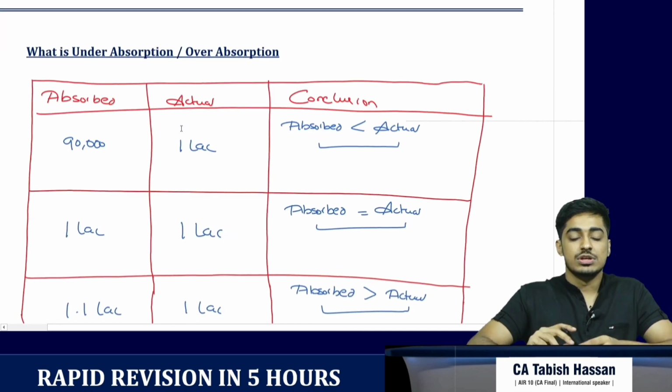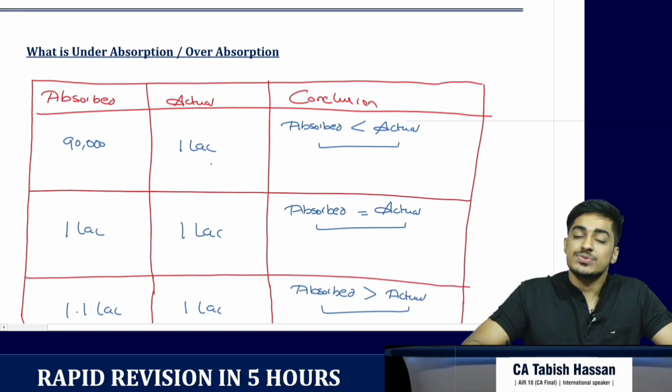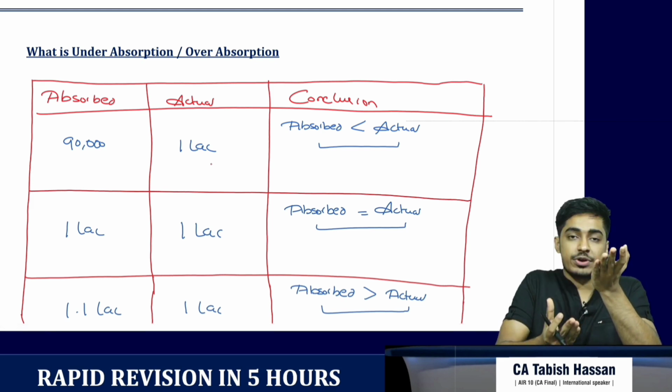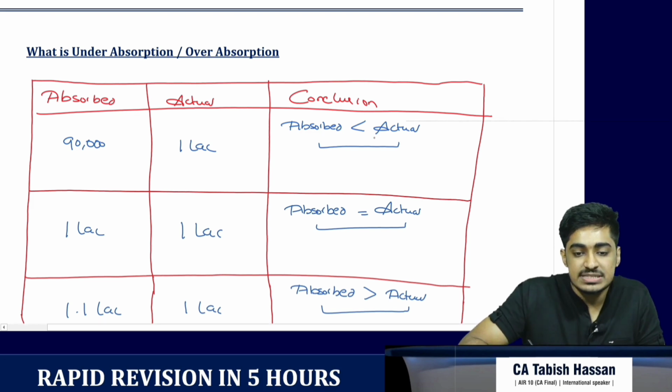Suppose the absorbed overhead is 90,000 and actual overhead is 1 lakh. Actually, I've incurred 1 lakh, but only 90,000 I've charged to the product. So I've charged 10,000 less. So where the absorbed is less than actual, we call it under absorption.